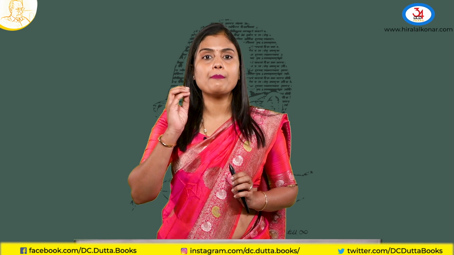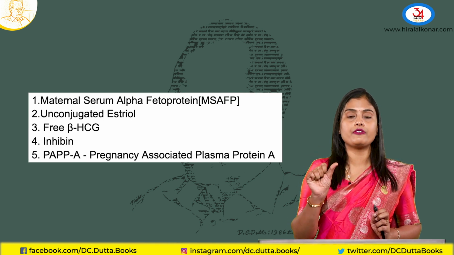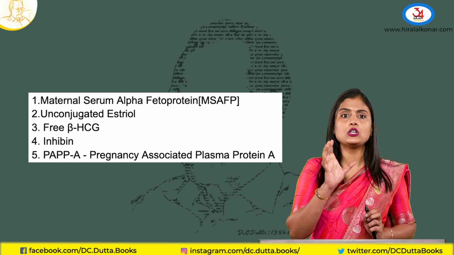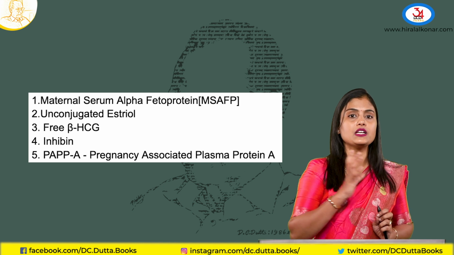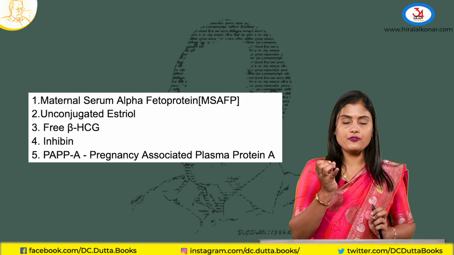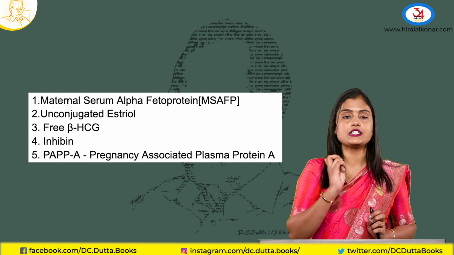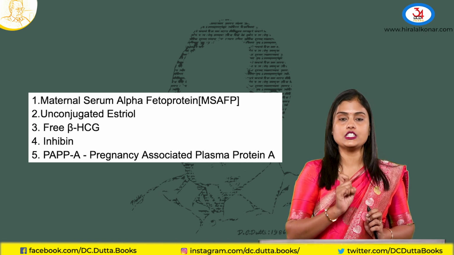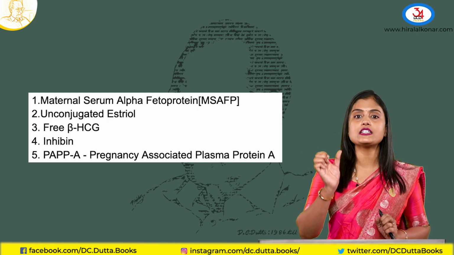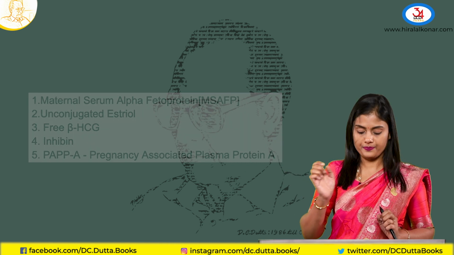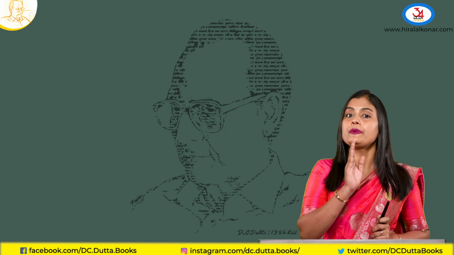Some of the biochemical markers that we take from the maternal blood to look for congenital anomalies in the fetus are, like, maternal serum alpha fetoprotein. This is one of the very good markers. Alone this can say so many things, but we use it in combination with others, like maternal serum alpha fetoprotein with unconjugated estriol or free beta HCG, inhibin. Other than this, we can use PAPP-A, that is pregnancy associated plasma protein A. So now you know the different biochemical markers that can be used for prenatal screening.